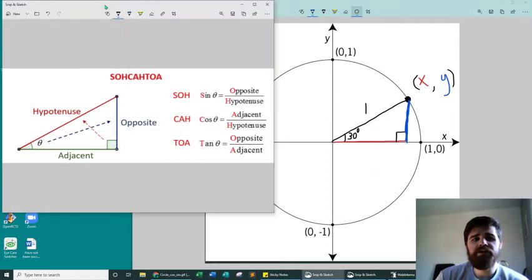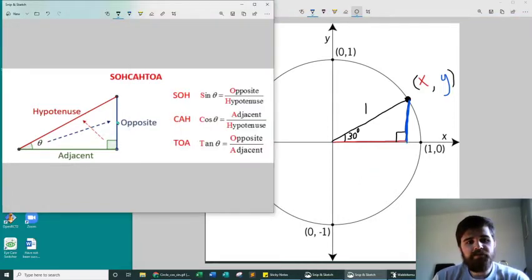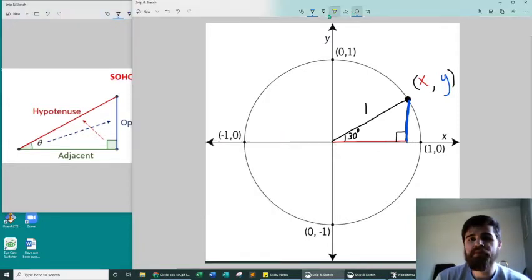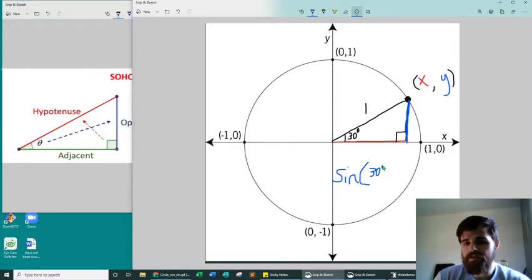So we can figure that out using trigonometry. I'm dealing with the opposite side and the hypotenuse, since I already know the hypotenuse is 1. So if I need opposite and hypotenuse, remember SOHCAHTOA, opposite over hypotenuse is going to be SOH. So we're using the sine function. So I can do sine of my angle, in this case 30 degrees, is going to be equal to the opposite side, so y, over the hypotenuse, which we know is 1.